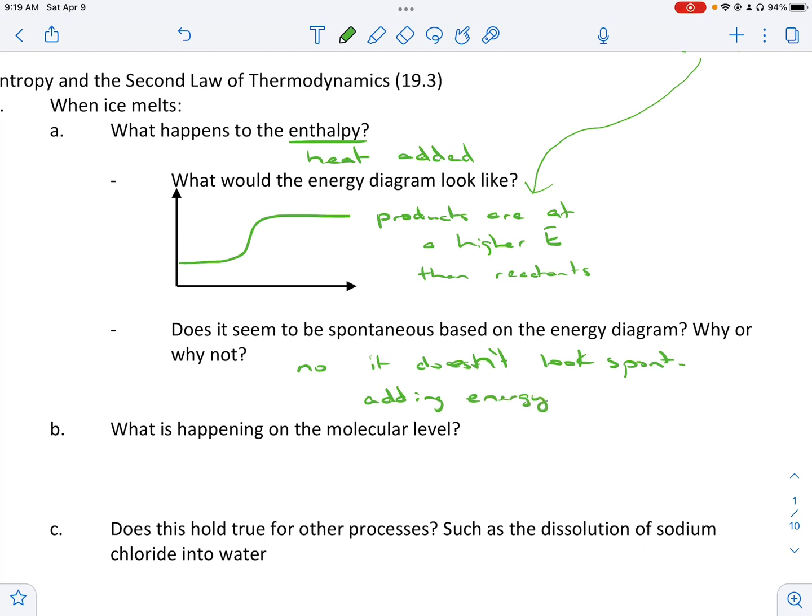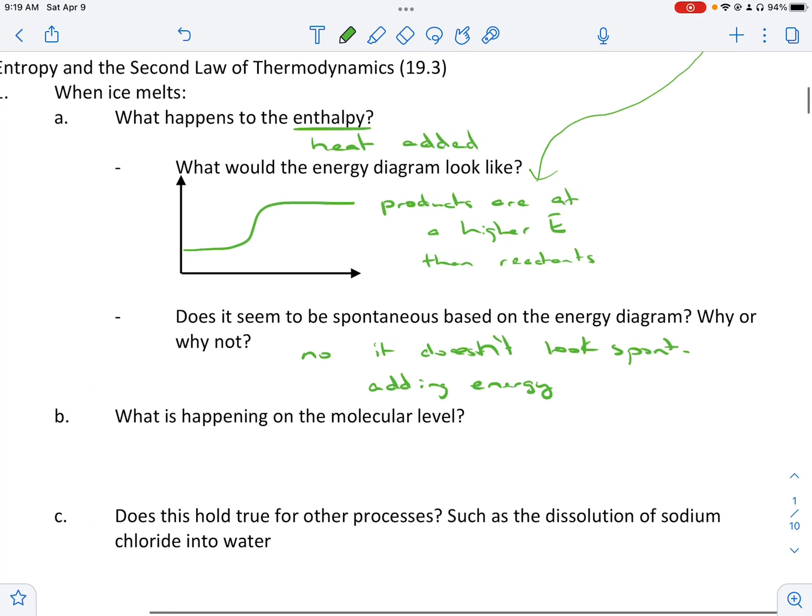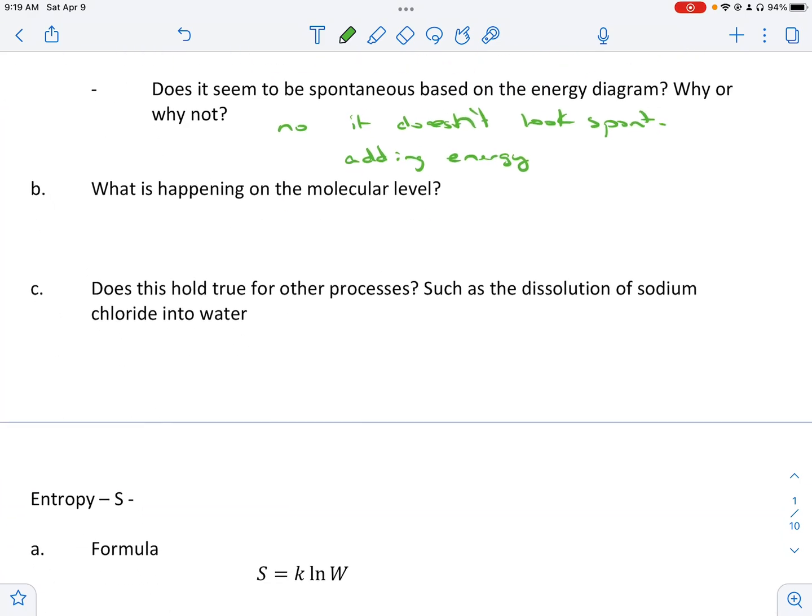So what is happening on the molecular level? When ice melts, what do we have? Let's look at some particulate diagrams. So here's my particulate diagram. And so we've got ice, the solid, right there, right? And then when we melt it, our ice turns into a liquid. All right, so what's happening on the molecular level? The particles are getting more spread out.